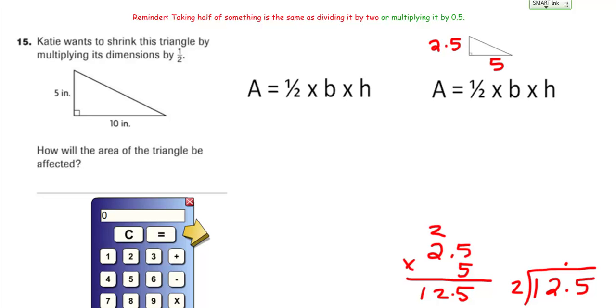Hey everybody, Ms. Dietrich here helping you on question number 15 from practice test 10. It reads, Katie wants to shrink this triangle by multiplying its dimensions by a half. How will the area of the triangle be affected?